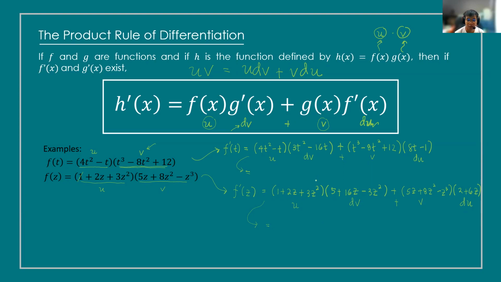All right, so any questions for the product rule? So again, after you apply the formula, you need to simplify the equation. So you have to expand, group similar terms, cancel out terms as much as possible, and present the final answer in its simplest form.